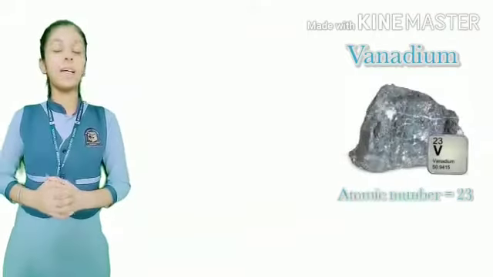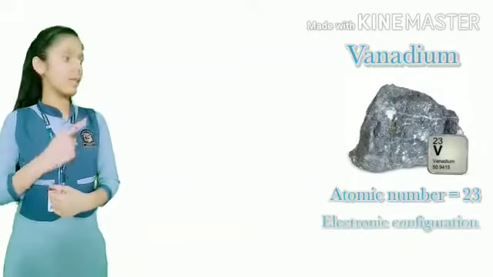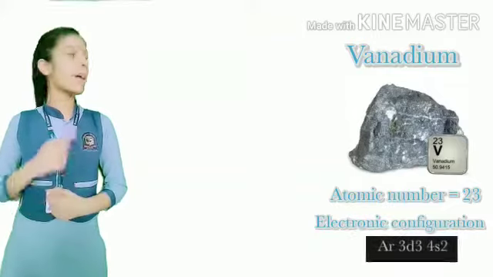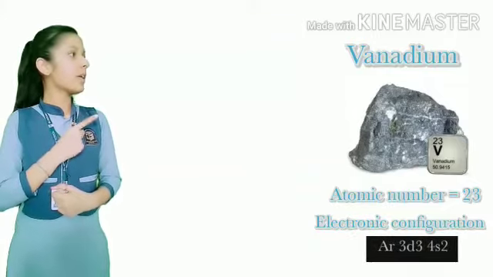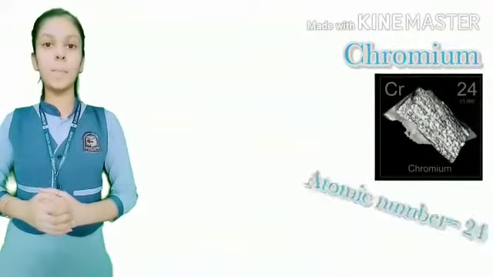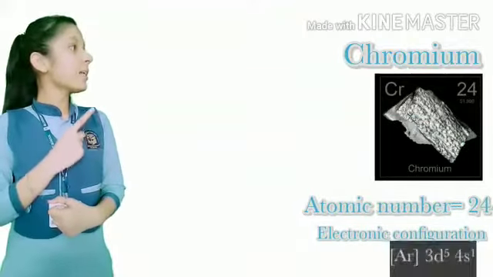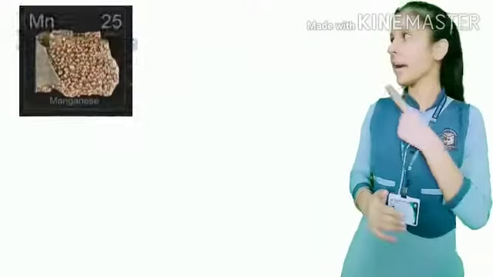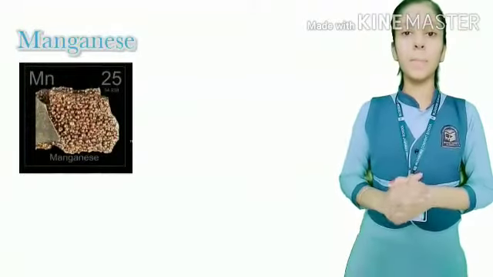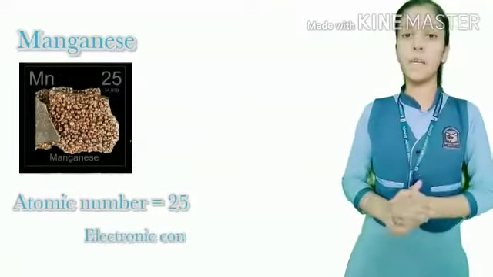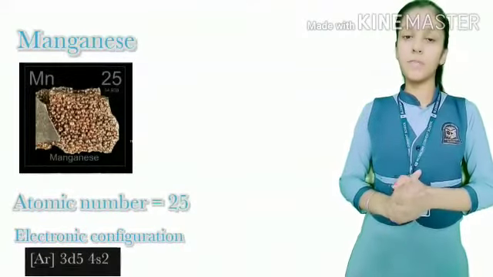The third element is vanadium. Its atomic number is 23 and electronic configuration is argon 3d3 4s2. Now the fourth element is chromium. Its atomic number is 24 and electronic configuration is argon 3d5 4s1. The fifth element is manganese. Its atomic number is 25 and electronic configuration is argon 3d5 4s2.